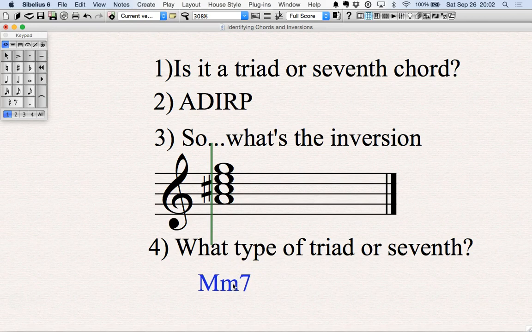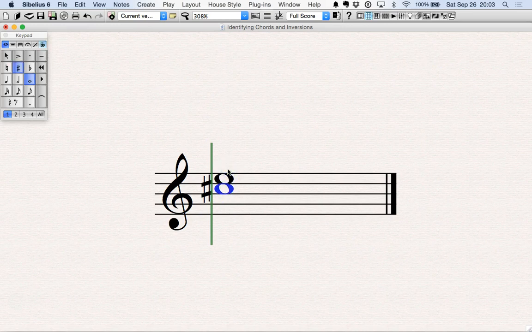Hopefully that was helpful in some way. And let's actually do one more. I'm going to draw one right here, still in treble clef. So again, let's pause it and see if you can figure out what it is.